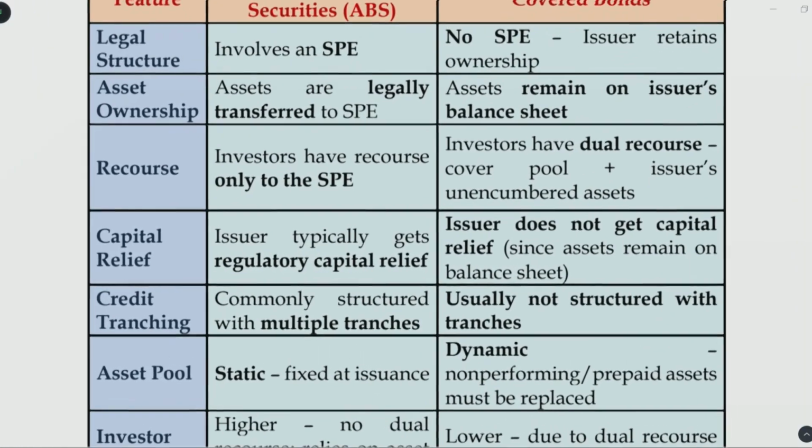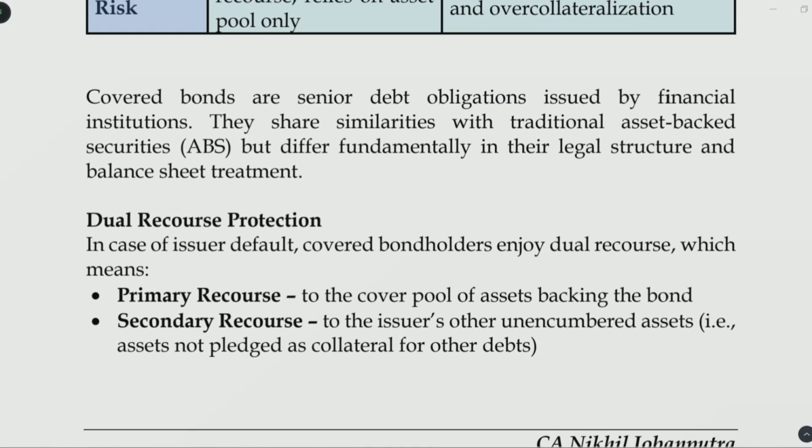Alright friends, now it is time for us to move ahead and let us discuss this point. Covered bonds are senior debt obligations issued by financial institutions. They share similarities with traditional asset-backed securities but differ fundamentally in their legal structure and balance sheet treatment. So basically the most important point in this paragraph is that these are treated as senior debt. You may underline the term senior debt. And second thing, they differ fundamentally from ABS, that is what we have already discussed.